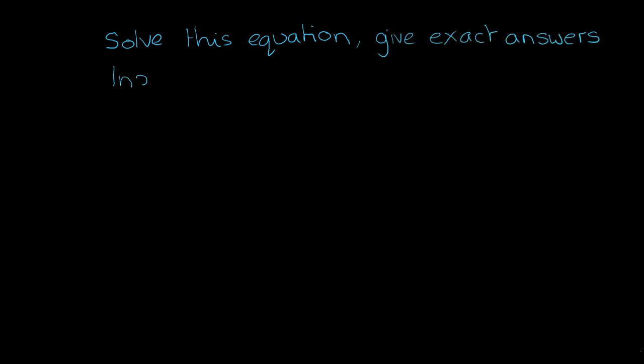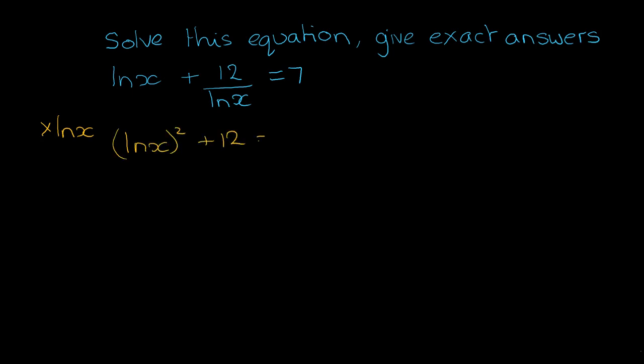Solve this equation. Give exact answers. The equation is ln x + 12 over ln x equals 7. Now if we multiply through by ln x, we'll get (ln x)^2 + 12 equals 7 ln x, which is another quadratic equation. So let's rearrange it so it equals 0.